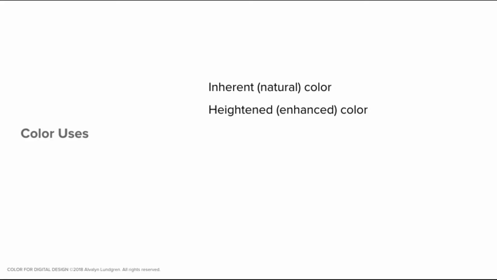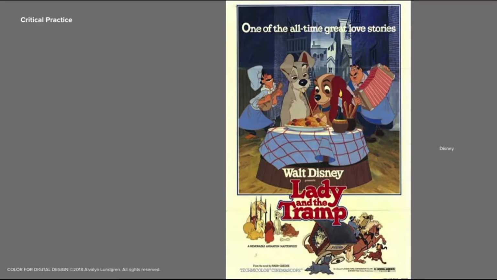Heightened color is exaggerated, it's enhanced. It's based on inherent color, but it is simplified or exaggerated through intensification. It can go the other direction and be de-intensified as well. So in this poster, the flat color areas on the characters are heightened. We've got the Schnauzer with the grays, and we have the Spaniel with the browns. We have cool shadows. We have warm, direct light areas. Notice that there's no light and shadow on the characters themselves, just on the table and also in the background. So this would be considered heightened color.